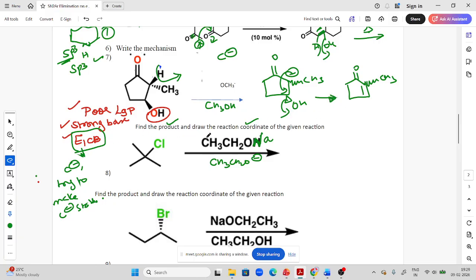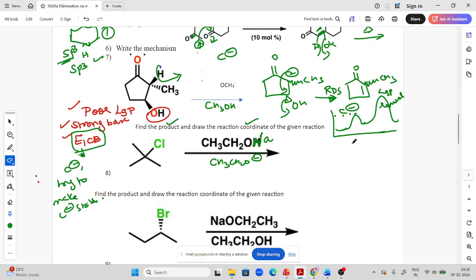Now we have to draw the reaction coordinate. As we mentioned, the formation of the second step is your RDS, isn't it? So the first one would have a lower energy, which is the formation of the negative charge, the carbanion. But the second one, where I am going to depart the leaving group, will have the higher energy. So this is my energy profile type.